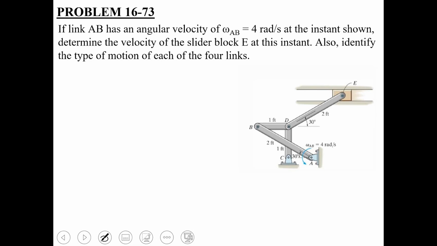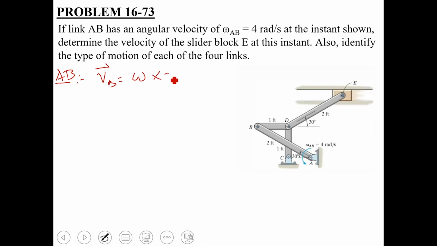In order to start the solution, we always start from the link for which the data is given. Since the data regarding link AB is known to us, that it is rotating in a counterclockwise direction with a speed of 4 radians per second, we are going to start our analysis from link AB. So starting from link AB, since it is in rotational motion, what should be the velocity of point B? What will VB be in vector form?